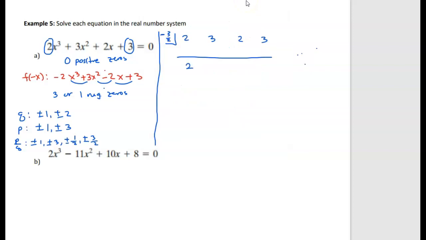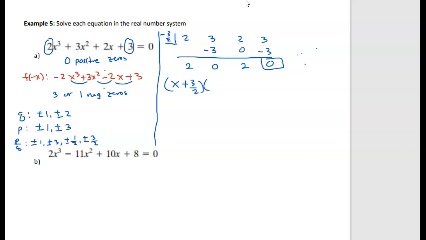Alright, so 2 times -3/2 is -3. Then we get 0, and this is 0. This is 2. This is -3. This is 0. Yay, we got there! Alright, so this is going to factor as x plus 3/2.